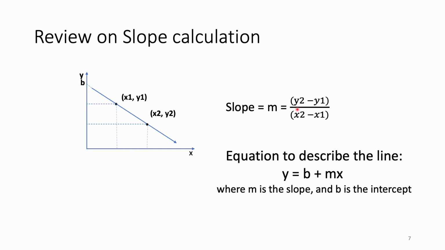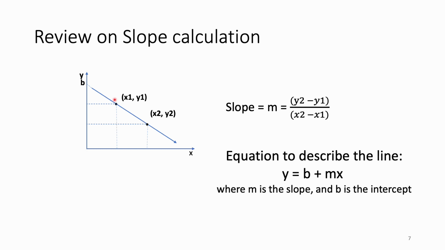The slope is calculated by y2 minus y1, divided by x2 minus x1. So this is the equation to calculate the value of slope. And in this case, the slope value is negative.